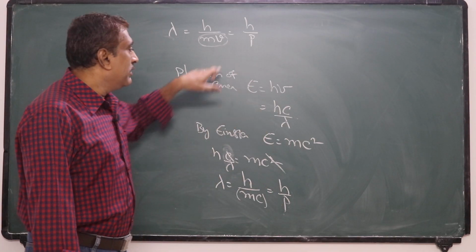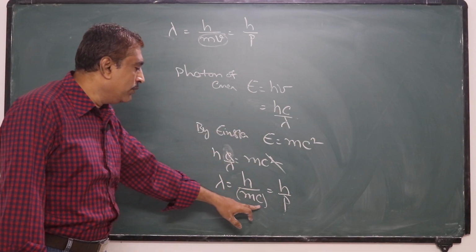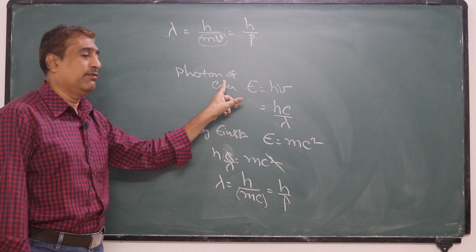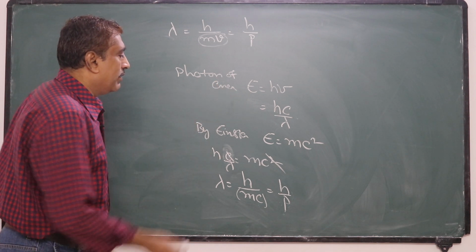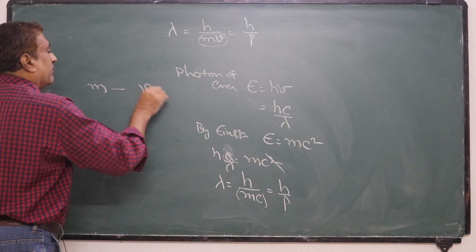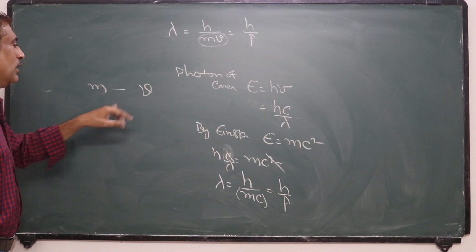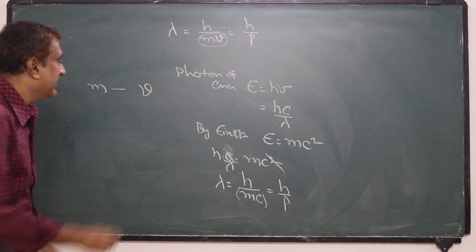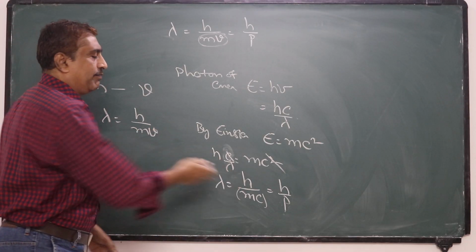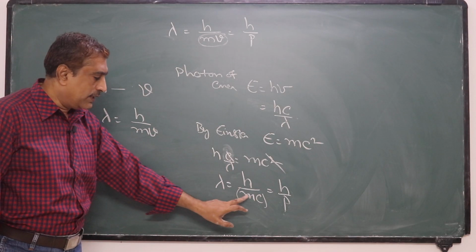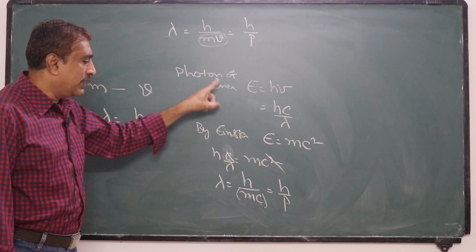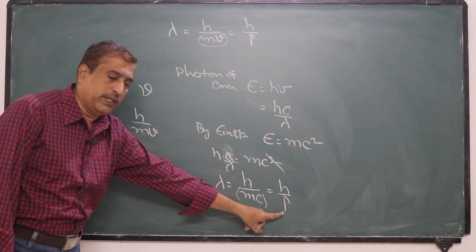So now de Broglie extended this. Suppose a moving object of mass m is moving with velocity v. Applying the same condition as for a photon, a body of mass m moving with a velocity v has wavelength lambda equal to h by mv. Just similarity only. Here it is the momentum of the photon, mass of the photon times velocity of light. So the wavelength of the photon is h by its momentum.